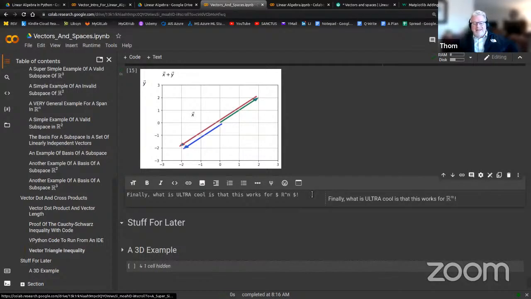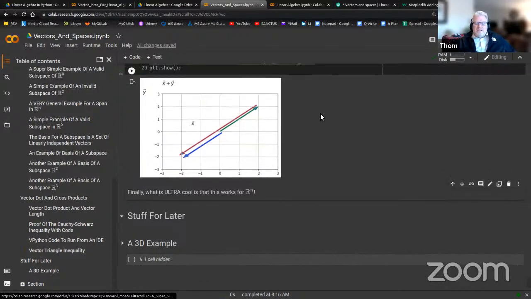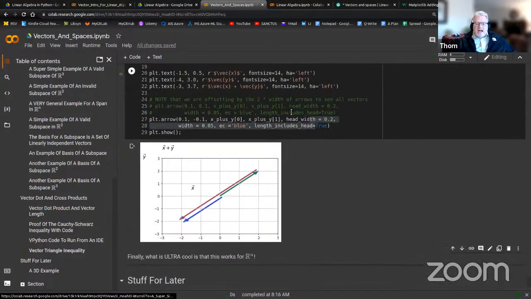So what we're saying is, yeah, we just did this for 2 dimensions, but all of these theorems hold no matter how many dimensions the vectors have.